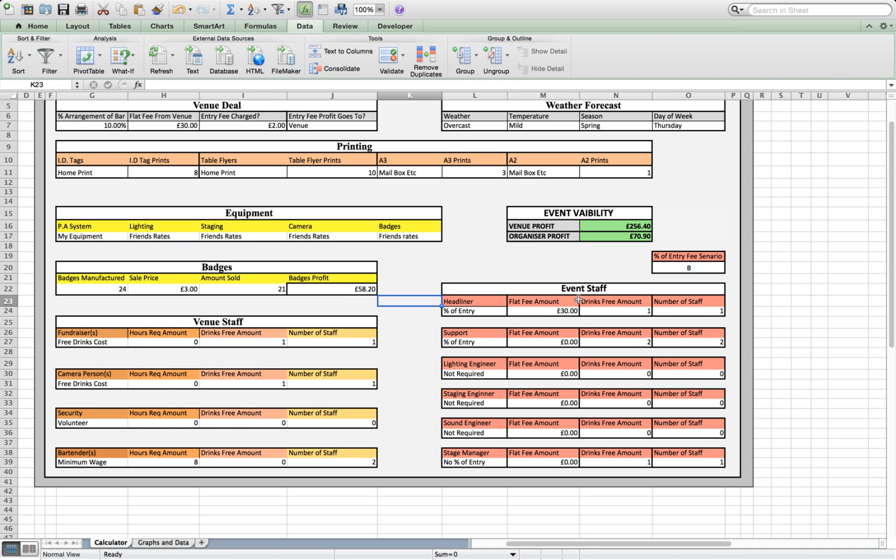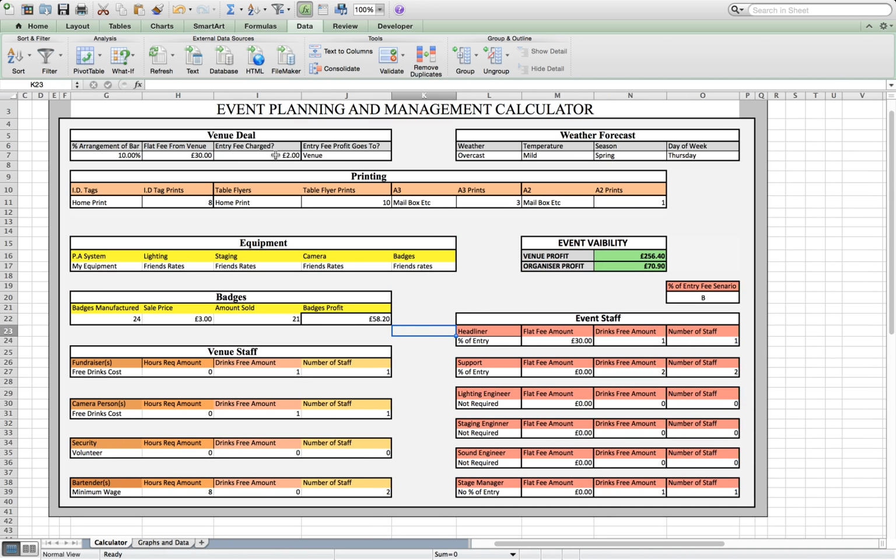You can do the same sort of thing with event staff. The difference here is that if you wanted to, the venue or the organizer can pay some of the money that they earn on the door back to the event staff, depending on certain scenarios. So let's put this on scenario A. We're going to give them a percentage there. I'm not going to give the support any percentage of the entry fee. They're there for the exposure, and we're going to give the stage manager entry fee as well.